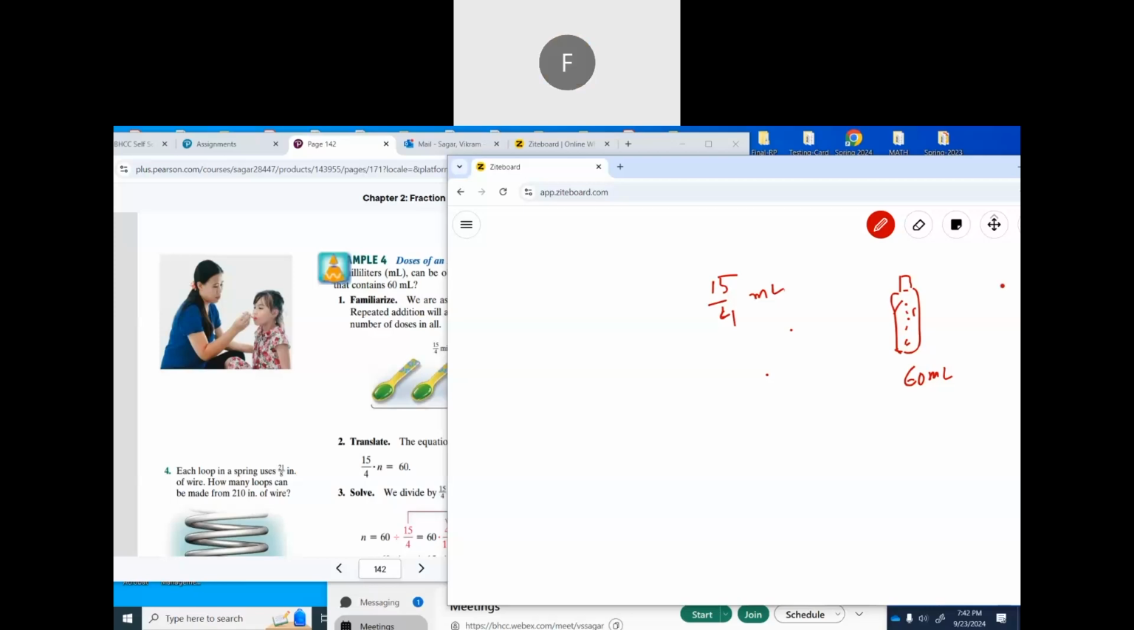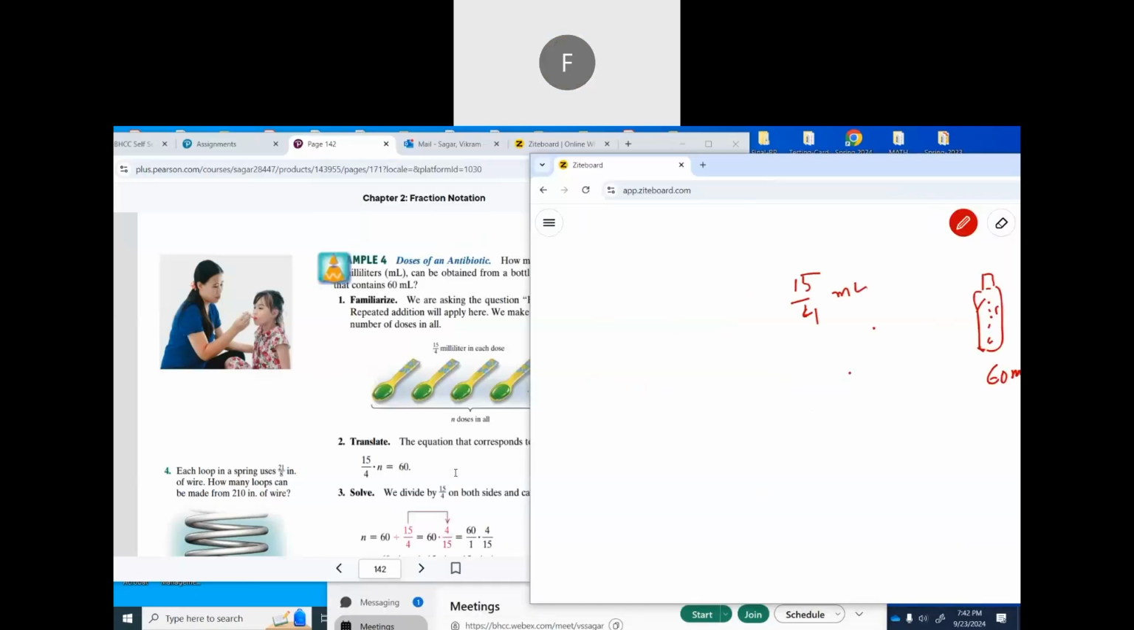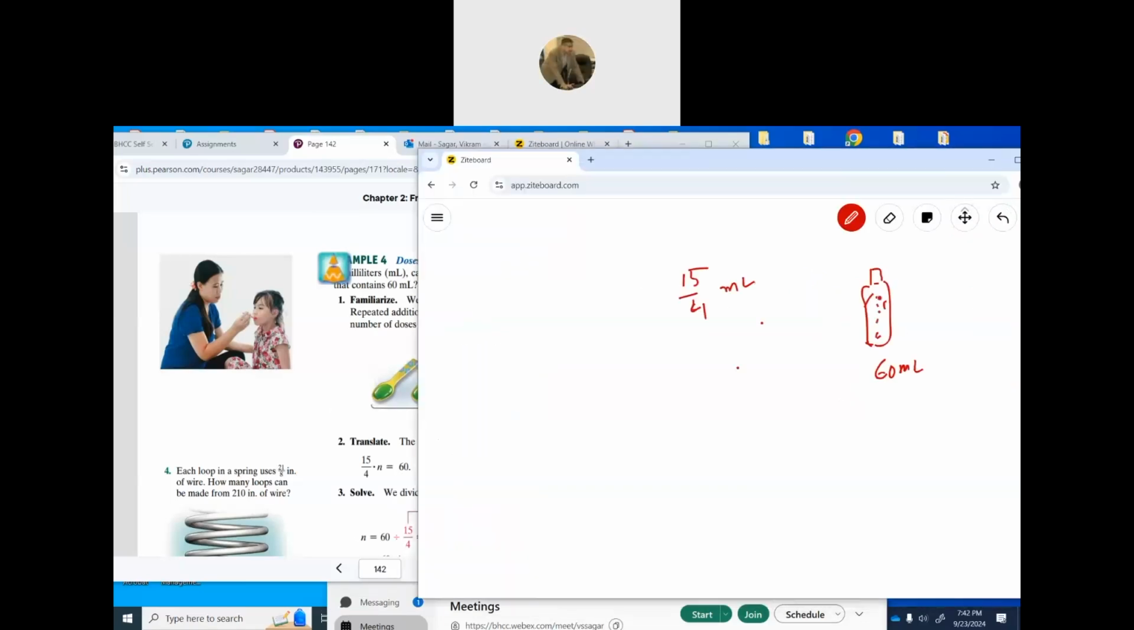Now somebody can tell me, shall I multiply or shall I divide? What should I do? Divide. Yeah, so you don't have to use this. You see this method? They are giving you an extra step, but it's exactly the same thing.